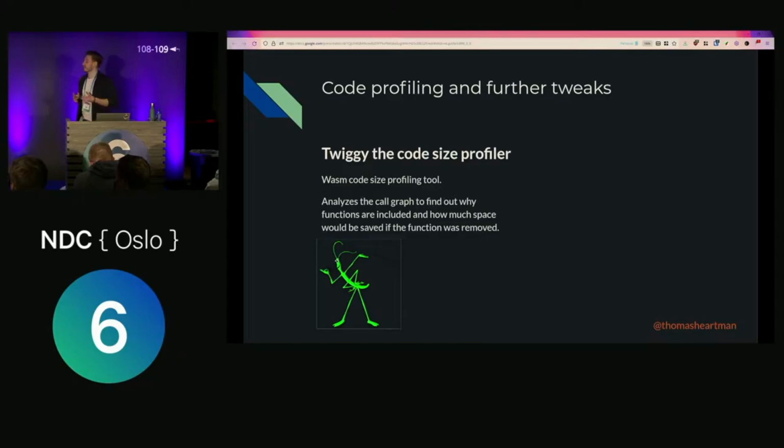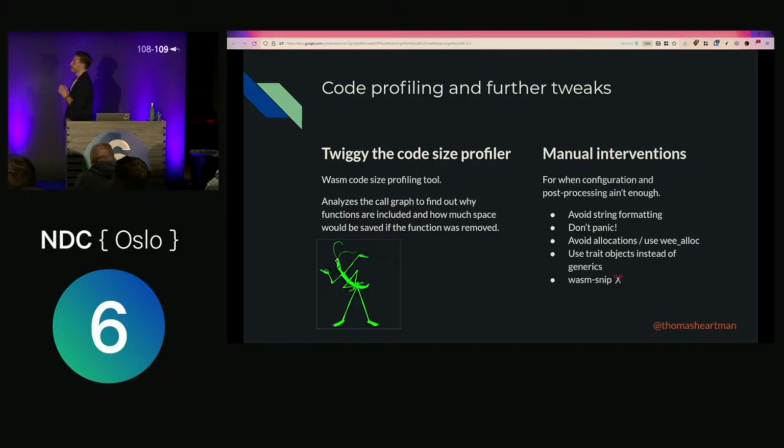Now, if this isn't enough for you, you can also run various kinds of code profiling and other tweaks. There is a code profiler called Twiggy, which is a size profiling tool for WASM. What it does is it analyzes the call graph and it lets you figure out why a function is called. And if we remove that function, how much space would we actually save in the binary? And it also removes the other functions that are affected by this. But we've also got manual interventions. And again, this gets slightly into the weeds of how Rust works in compilation, but we'll do it briefly.